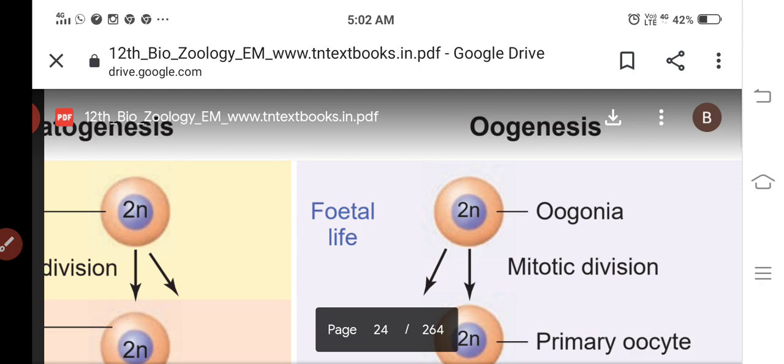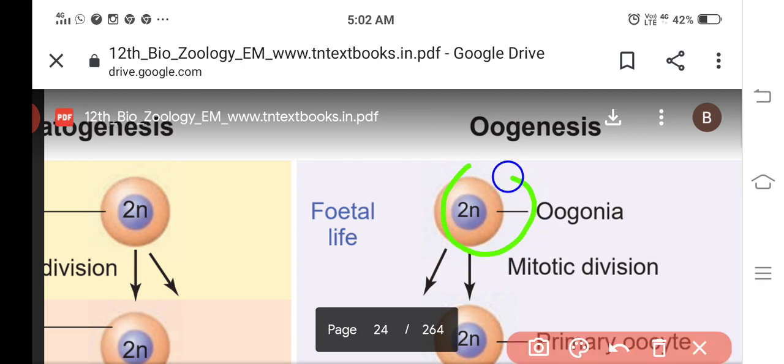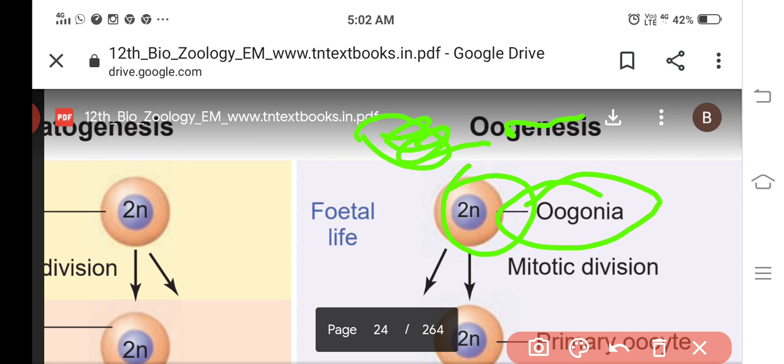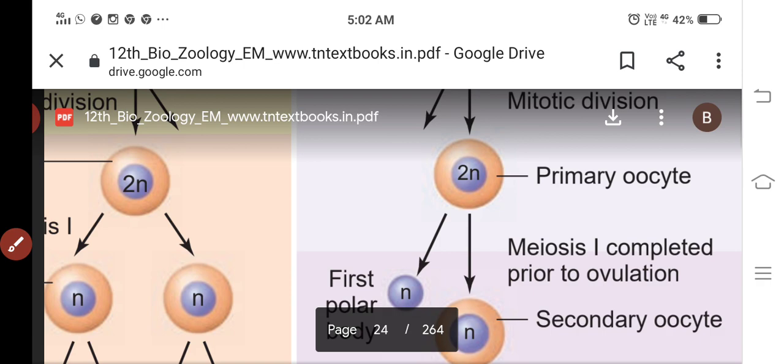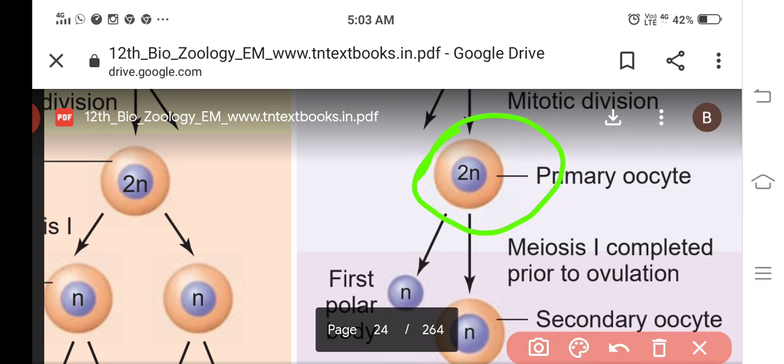At the time of fetal development, some of the germinal layers are formed. The ovary can divide mitotically to form further oogonia. The oogonia are diploid in nature. They divide again by mitotic division, remaining in the 2n stage, and this is called the primary oocyte.